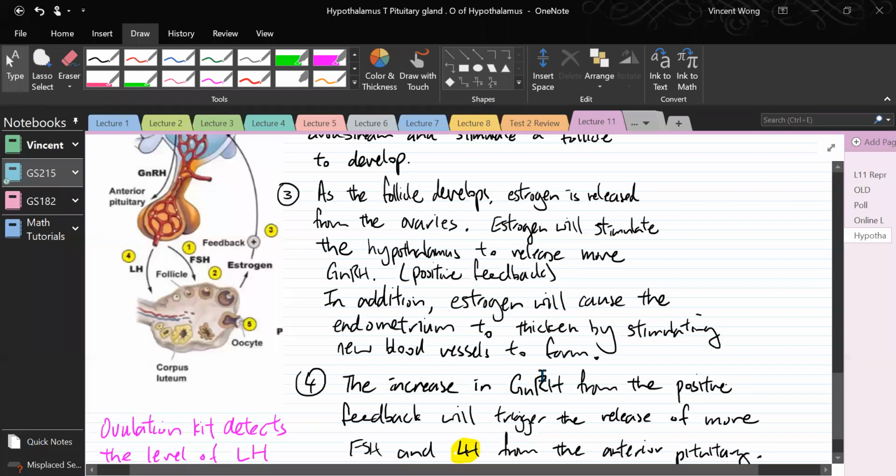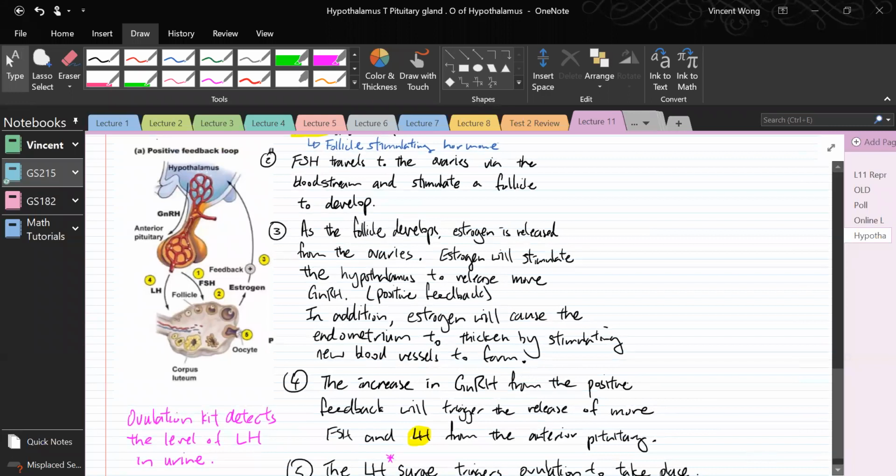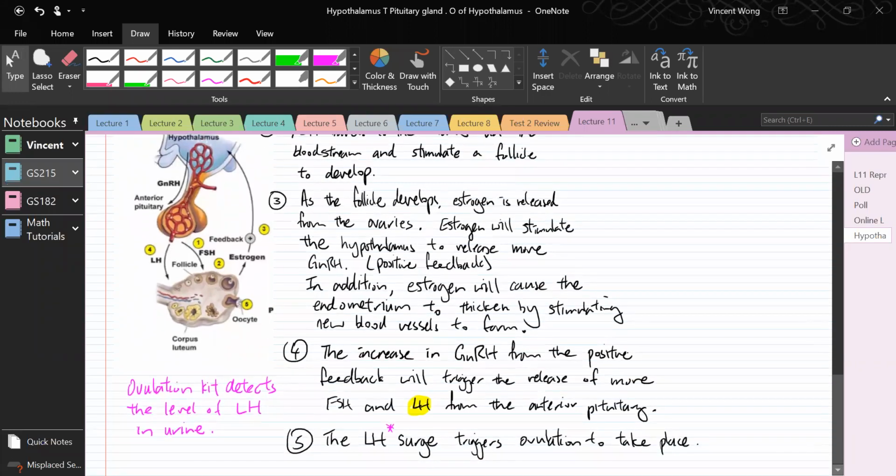All right, that's it for this diagram. Any questions at all?